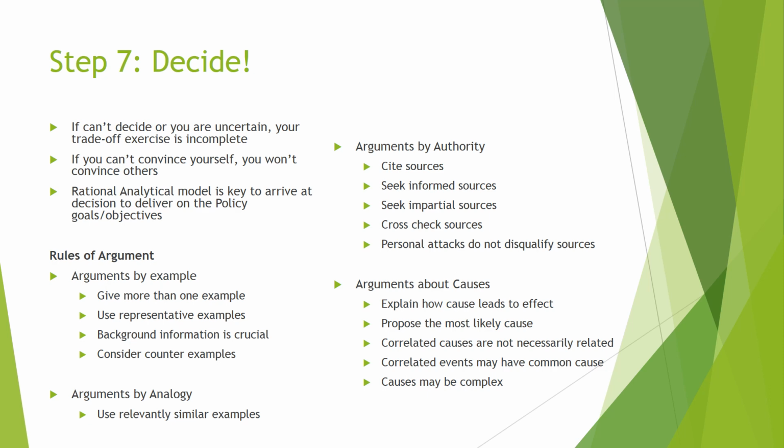Okay? So the rational analytical model is the key to arriving at decisions to deliver on policy goals and objectives. A rational analytical model, something that we have just done in step 5 and step 6, allows us to stand firmly, logically, and not just whimsically on whatever decision we are taking. Okay, we have rules of argument, several of them.